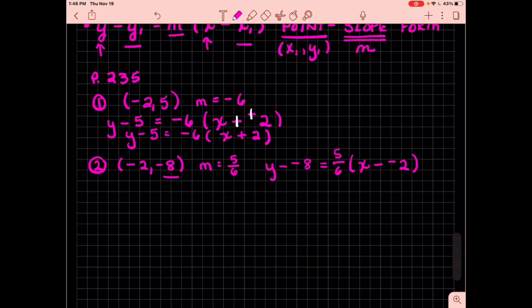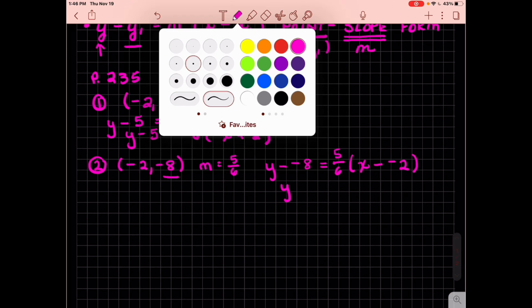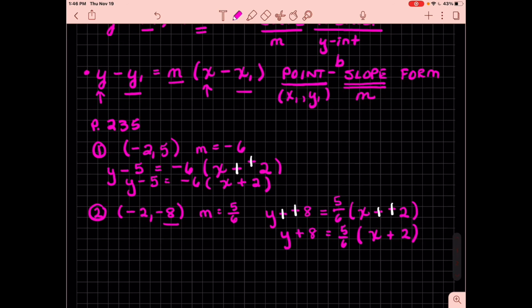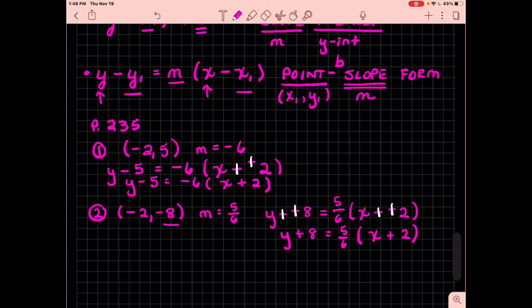I doubt that Alex is going to let you write them like that, so let's know that when we have minus minus, it just becomes plus. And I have y plus 8 equals 5/6 times x plus 2. Now, if you didn't take notes earlier and now you're wondering what that formula is, go back here. Y minus y1 equals m times x minus x1 is point slope form. If you didn't write that down before, you need to have that written down now.